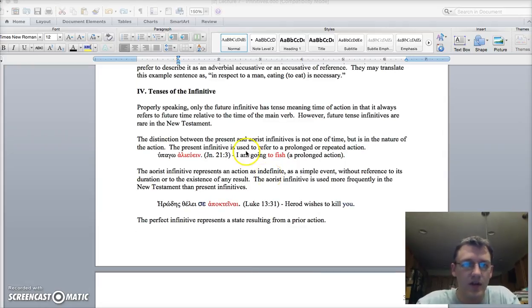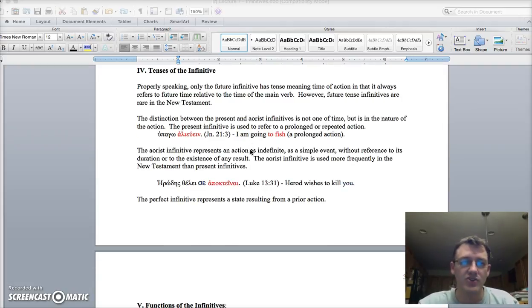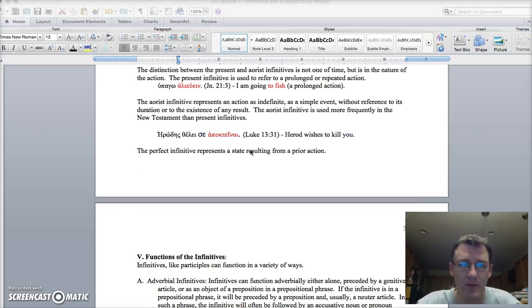Tenses of the infinitive. Here I give you a little bit of a flavor for how they each work. So here's the present tense: I am going to fish. The present tense gives the sense of a prolonged action. I am going to fish for a while is the implication, whereas in the aorist infinitive, Herod wishes to kill you. I guess it could be a prolonged action if it were in the present tense, since that killing could take a long time, whereas here it's in the aorist, and therefore it's meant to convey a simple action that doesn't have a length of time specified. So once again, this is that weird aorist aspect that we've talked about before.